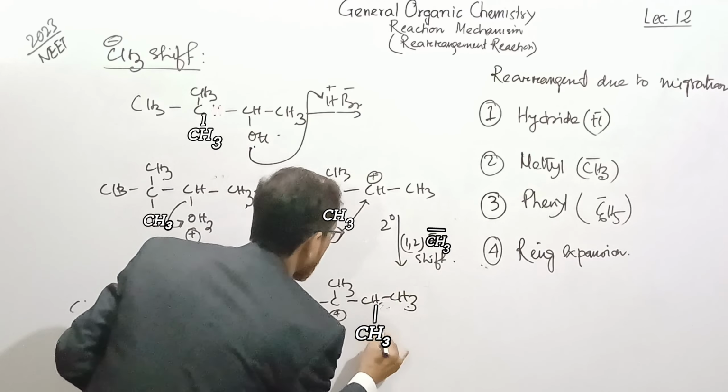Now, ring expansion. Rearrangement occurs through ring expansion. How?